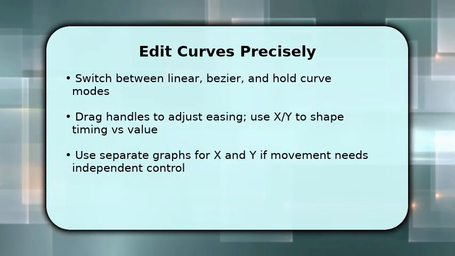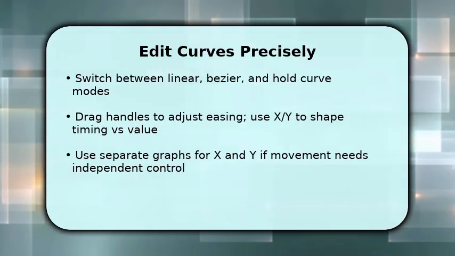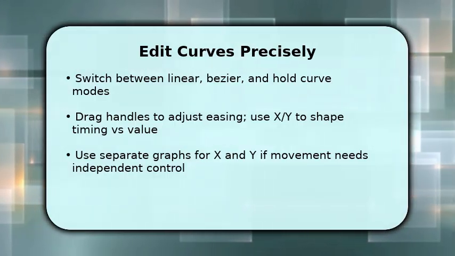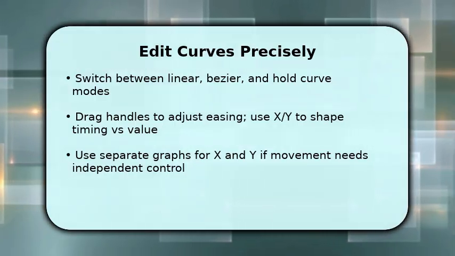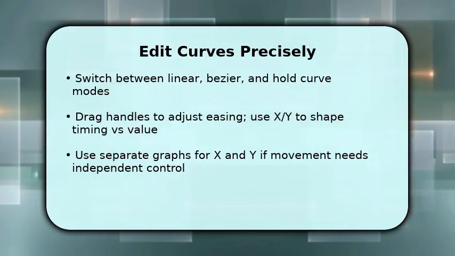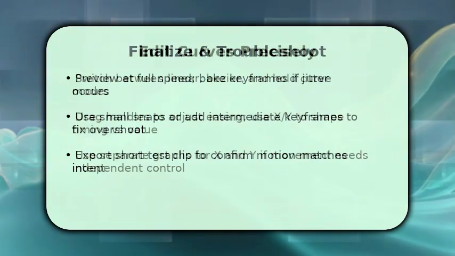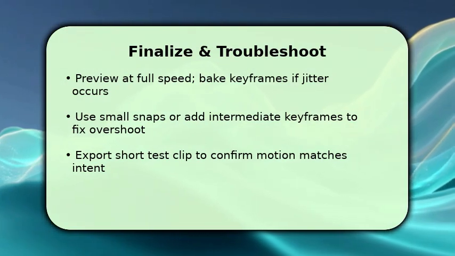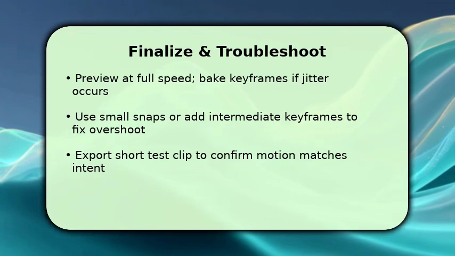Once you finish a rough shape, scrub playback and nudge handles to remove pops. Compare separated X and Y graphs if you need. Finish by previewing the animation at full speed and watching for jumps or overshoot. If you see jitter, bake or flatten the curve to convert complex easing into fixed keyframes.